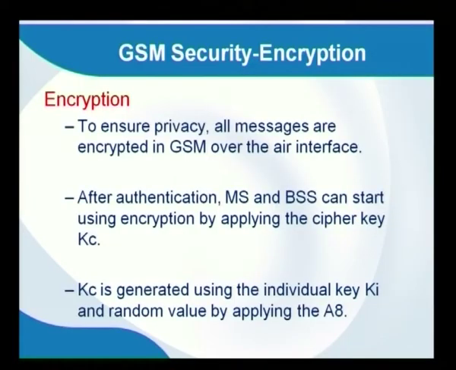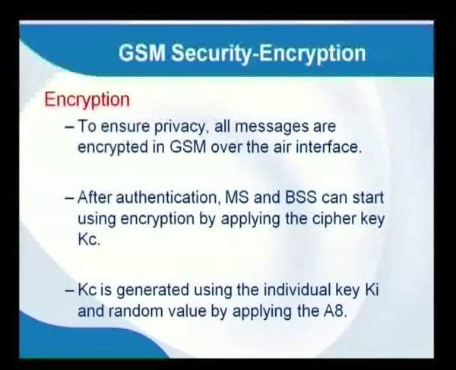Let us learn how encryption and decryption are applied in the GSM network. To ensure privacy, all messages are encrypted in the GSM over the air interface. Here all messages include text messages, images and voice. After authentication, the mobile station and the BSS can start using encryption by applying the cipher key KC. The KC is generated using the individual key KI and the random value by applying A8. For the purpose of encryption, the random value as well as the KI is used.